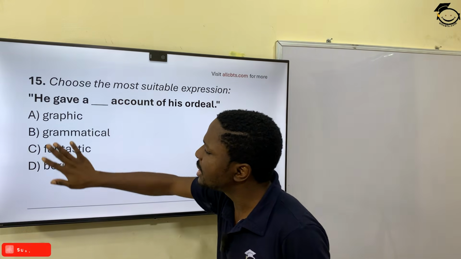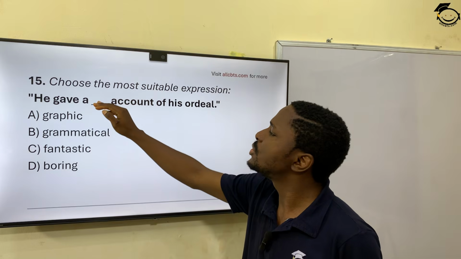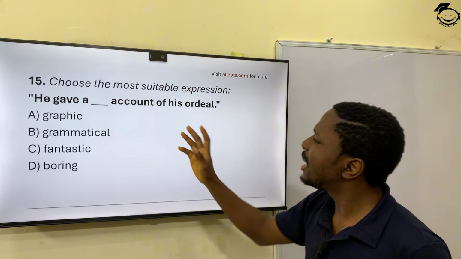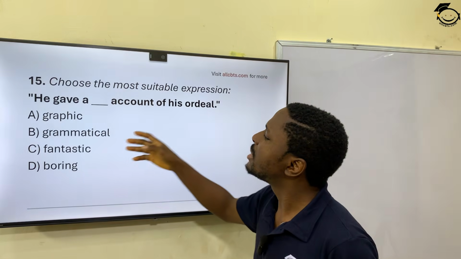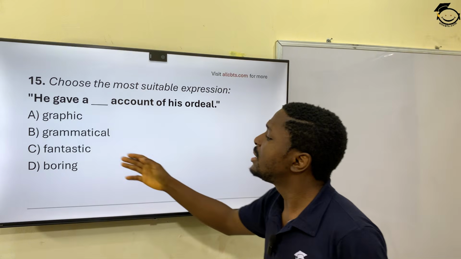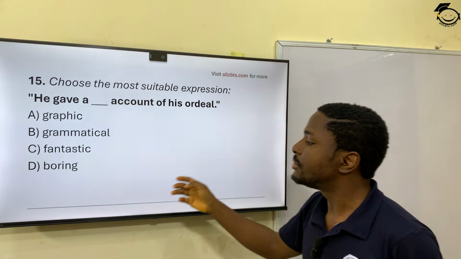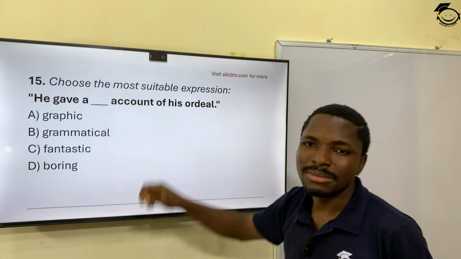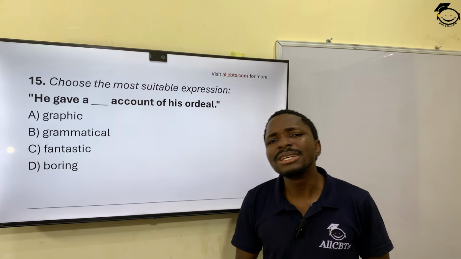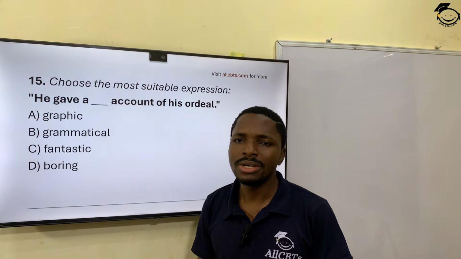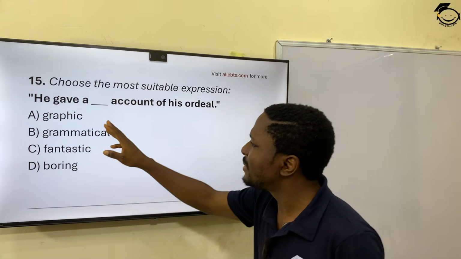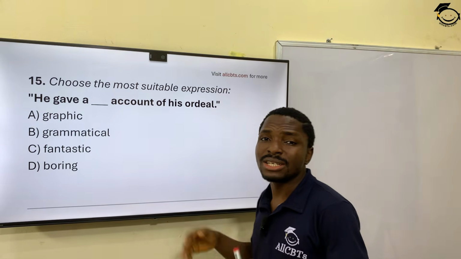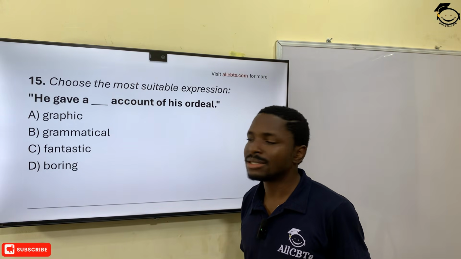Question 15. Choose the most suitable expression. That means which of these 4 options, when you put it into this sentence, will make the most sense. He gave a graphic account of his ordeal. He gave a grammatical account of his ordeal. He gave a fantastic account of his ordeal. He gave a boring account of his ordeal. What does ordeal mean? It means a bad situation, an unpleasant experience. So he gave a graphic account of his ordeal. It's definitely not fantastic because, like we just said, it's unpleasant.